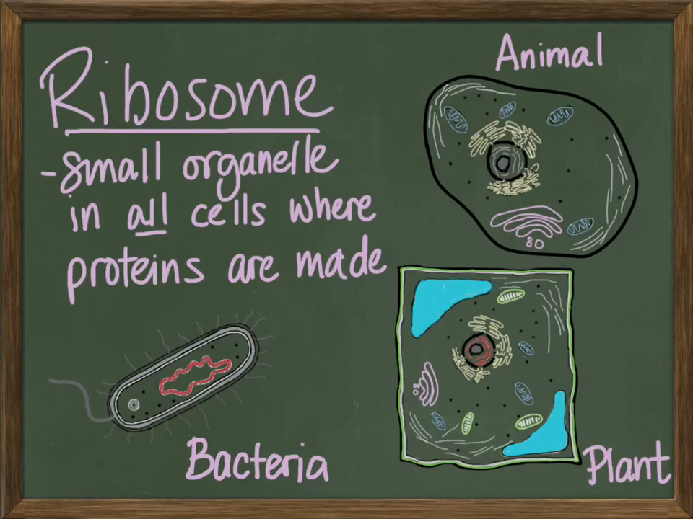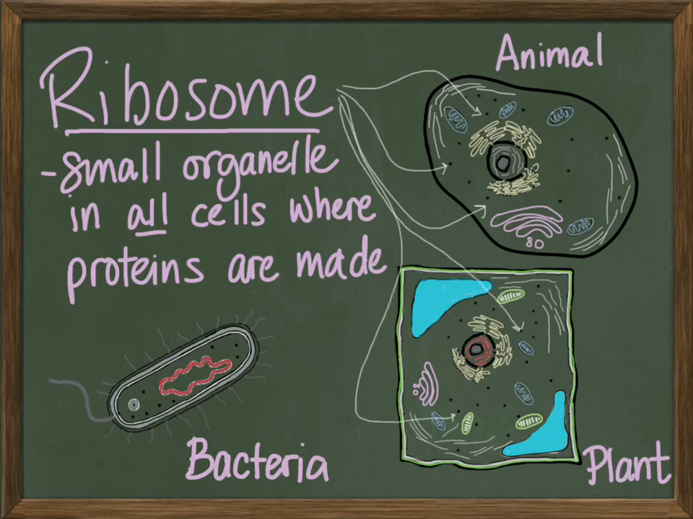Okay, we keep talking about going to where proteins are made and when proteins are constructed. Well, where does that happen? We know it happens in cells, but it happens at a specific little tiny organelle. It's like a mini organ inside a cell, the ribosome. The ribosome is a small organelle in all cells where proteins are made. Whether we're talking about animal cells, plant cells, or bacterial cells.